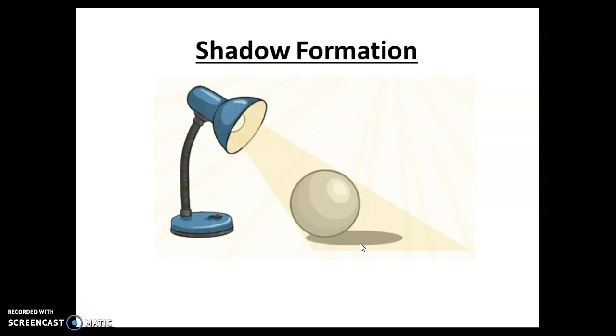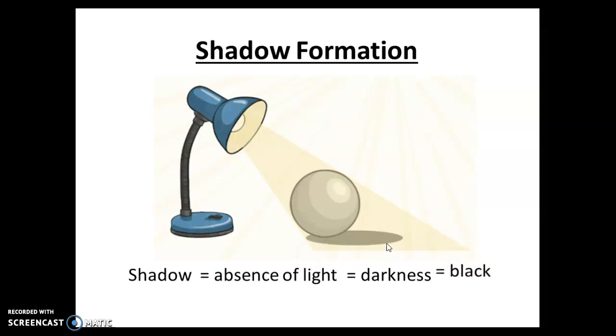In reality, it's just the absence of light. When there is no light, there is no reflection, and hence no color. And we have already seen and discussed, when there is no light, it's black. So, to conclude, shadow is merely the absence of light, which gives us darkness, which we perceive as black.